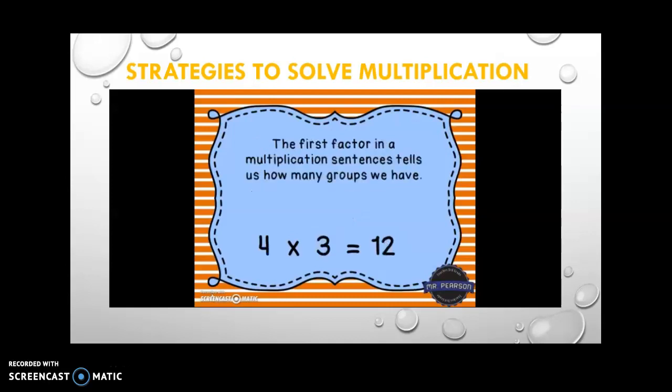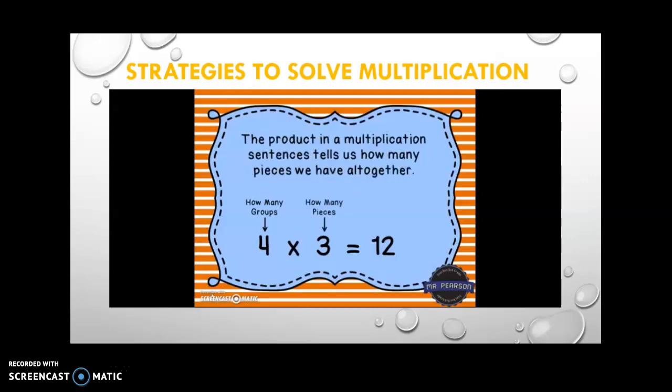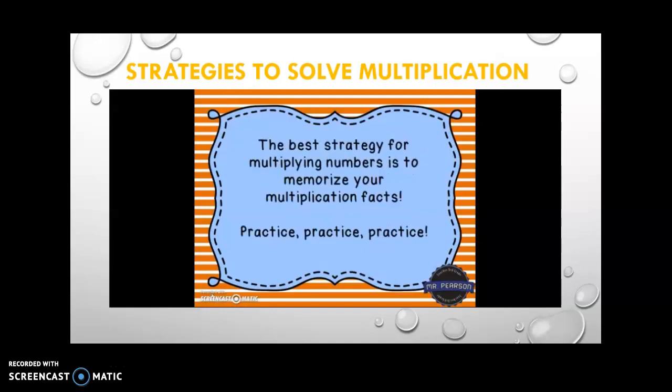The first factor, like I just said, the first factor in a multiplication sentence tells us how many groups we have. Here we have 4 groups. The second factor in a multiplication sentence tells us how many pieces are in each group. So here we have 3 pieces in each of those groups. And the product in a multiplication sentence tells us how many pieces we have all together. We have 12 pieces all together.